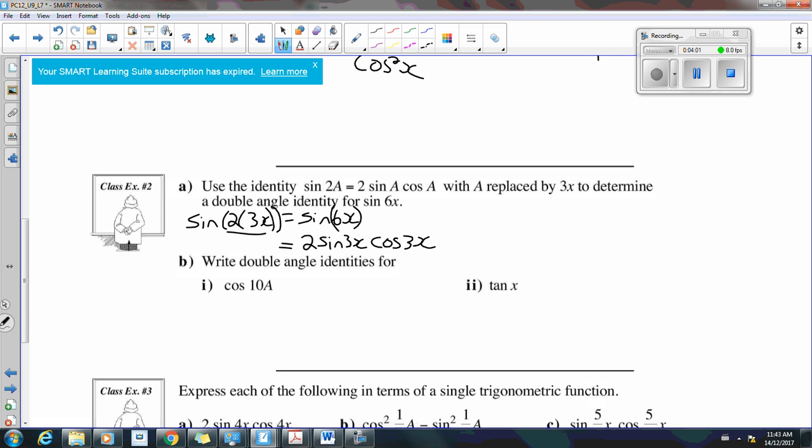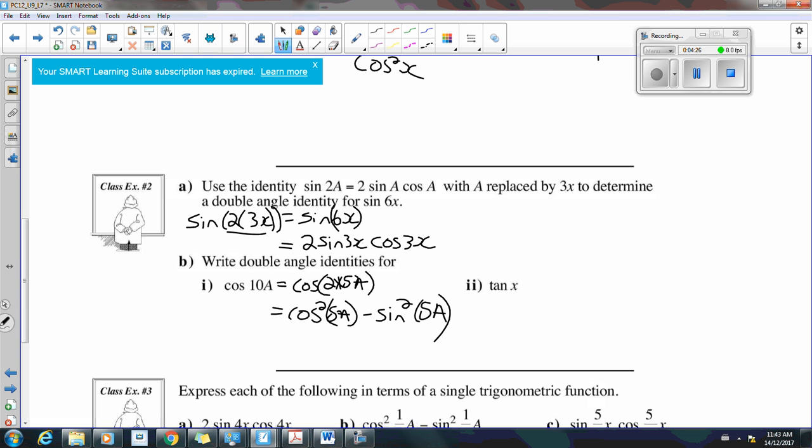Okay, so we're going to write double angle identities for these 2 angles now. Cos of 10A, how could I write that as a double angle? Well, 10 is twice 5, so I could write this as cos of 2 times 5A. And then I can just pick one of the double angle identities for cosine. Sometimes one is more useful than the other. Here they just want one written down, so it's not a big deal.